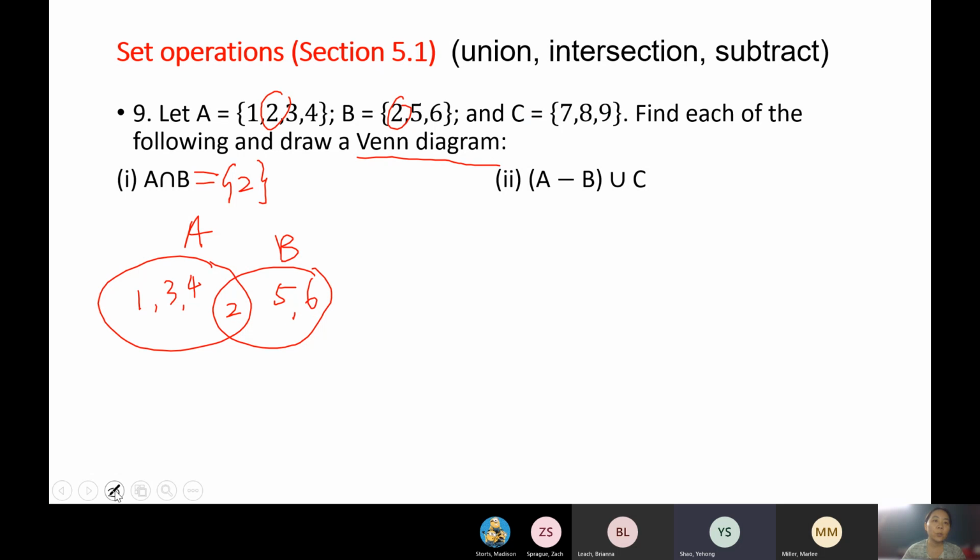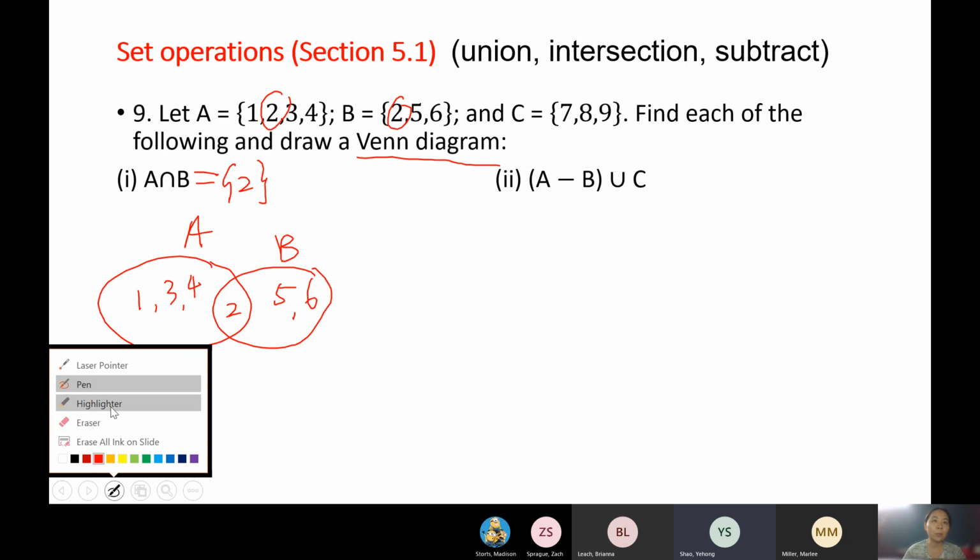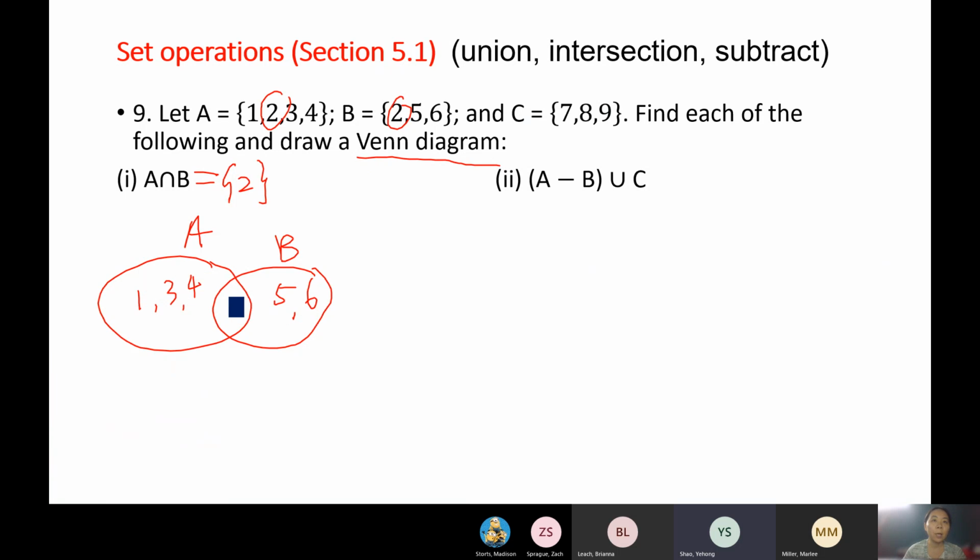It's better for you to shade the final answer, because when you draw this, we don't know what the answer is. So you usually have to shade the area, shade the answer. So this is the answer. That's the intersection, which is 2.